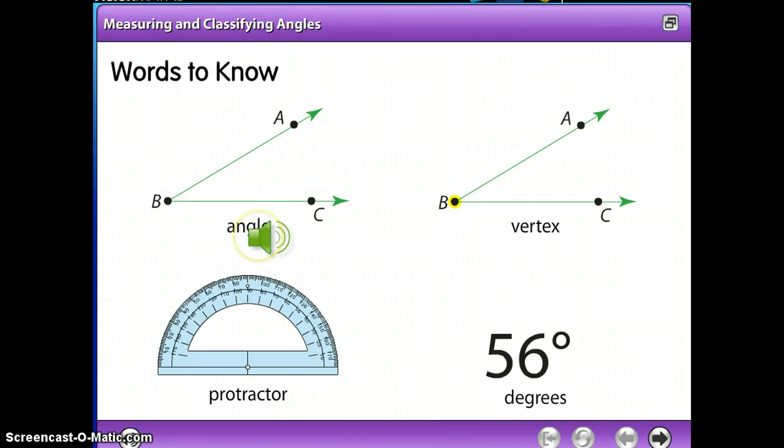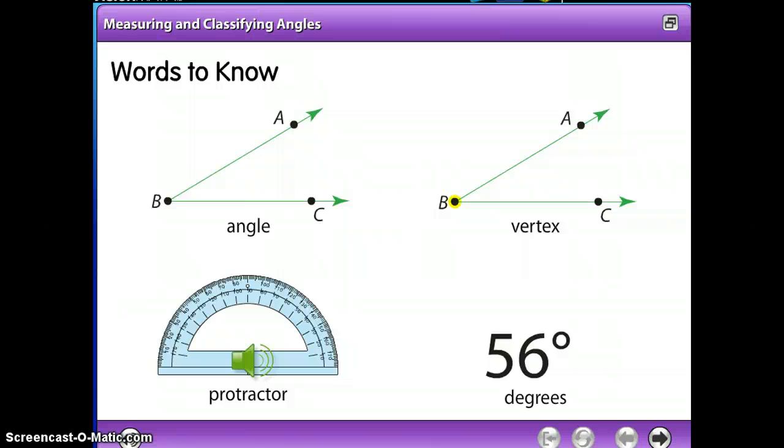Okay, we talked a little bit about these words already. Angle. Does anybody know how we name an angle? We talked a lot yesterday about naming parallel lines, perpendicular lines, and line segments. When we name an angle, we have to have 3 points. We're going to name it by those 3 points.